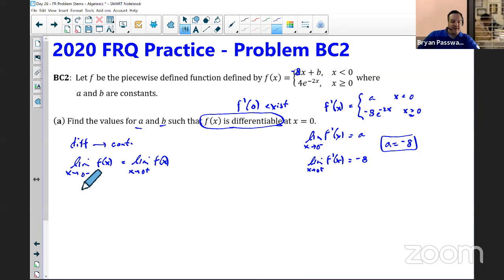Well, the limit as x approaches 0 from the left of f of x means I'm going to use this top piece in our original function and plug in 0. And all we're going to get is b, because -8 times 0 is going to be 0. And the limit as x approaches 0 from the right of this function, well, we're going to get 4e to the 0 power, or in this case, just 4. So now b has to be 4.